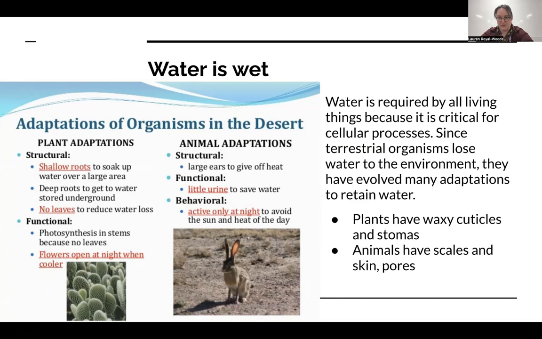Animal adaptations. You have huge ears, especially. That's actually literally to release heat energy from the body. So it's not only for hearing. It's also a temperature regulator. So if you ever wondered why jackrabbits out in the desert have huge ears, it's actually to lose more body heat. They urinate very little to save water. Behavioral, they're usually more active in the twilight and night than they are during the day. So that's where you see most of the activity happening in desert.